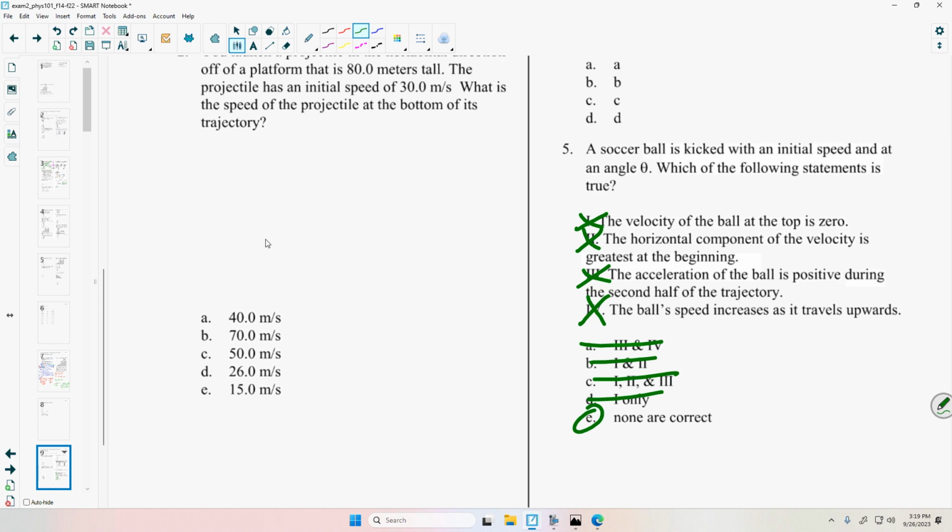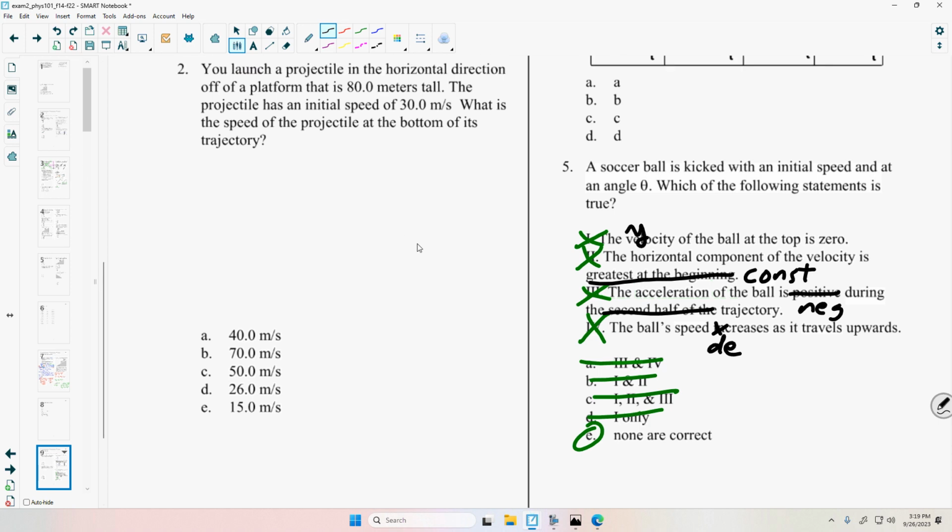All right. So if I wanted to correct these statements, I would say the y velocity of the ball is 0. The horizontal component of the velocity is constant. The acceleration of the ball is negative. And I could say during the entire trajectory, so just get rid of that. And then the ball's speed decreases as it travels upward. If I wanted to make those statements true, that's what I would do.